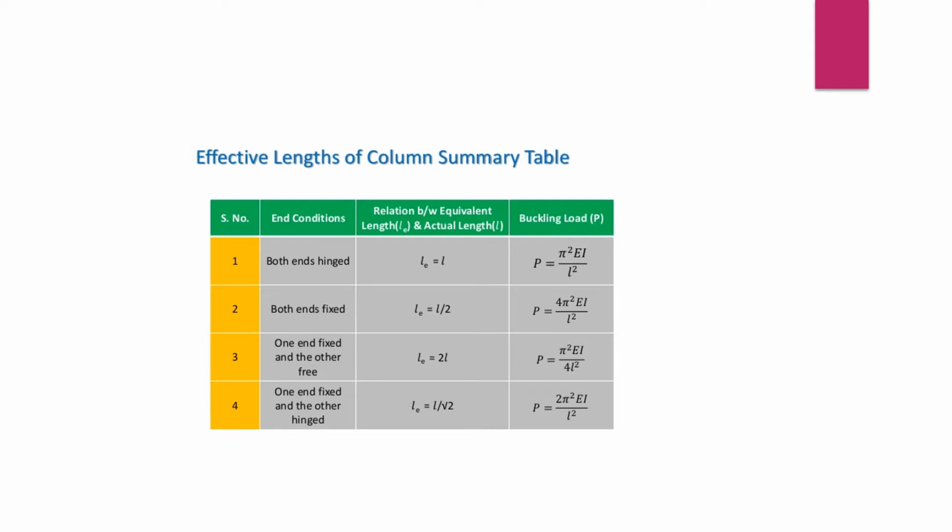So in previous questions we have seen if both ends are hinged, then LE was equal to L. So directly we substituted the L value and got the answer. Today we are going to see one more problem on the topic of Euler's theory. Understand? So let's start. Today's question, I will write the question for you.